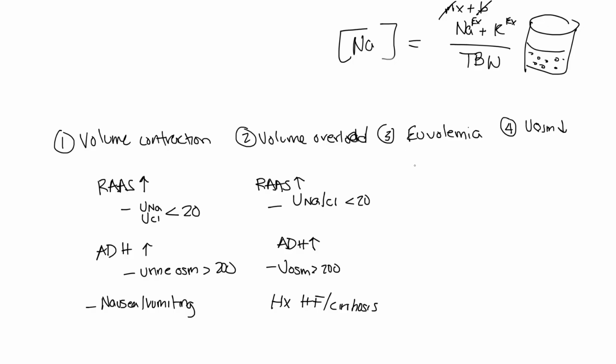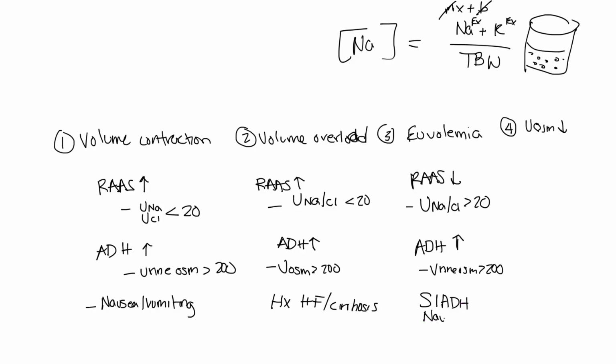All right, the third situation is the euvolemic state. So RAS should not be active, okay? So my urine sodium and chloride are going to be detectable, at our institution greater than 20. But for some reason, ADH is active, right? So our urine osms are going to be greater than 200 in this situation. And this is most commonly our SIADH, our nausea, and our pain.